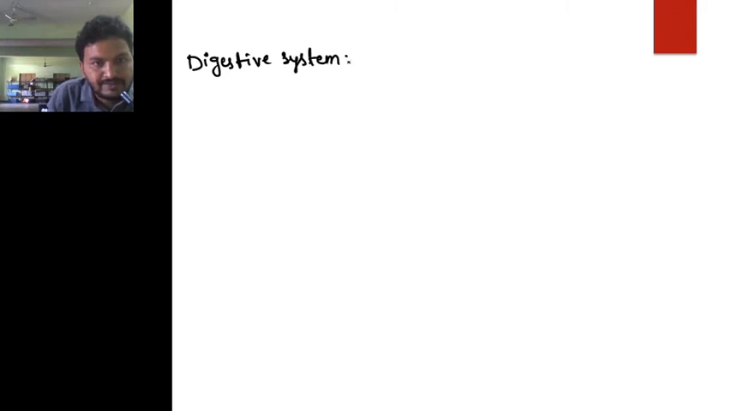In previous class, we were discussing the flowchart of the digestive system. Today also we will continue the digestive system. What is the flowchart of the digestive system?